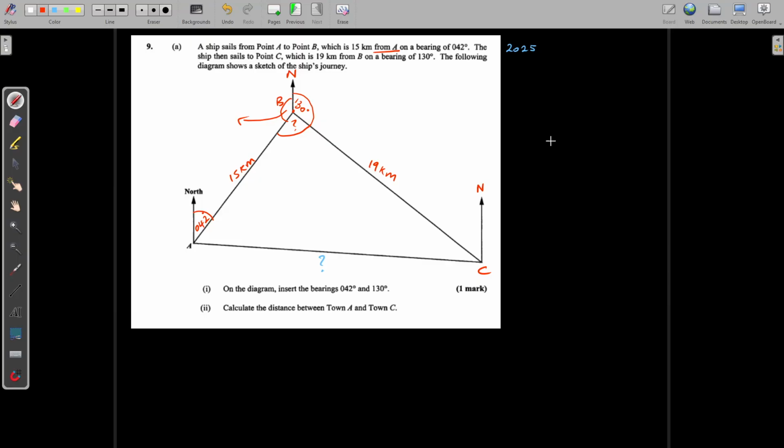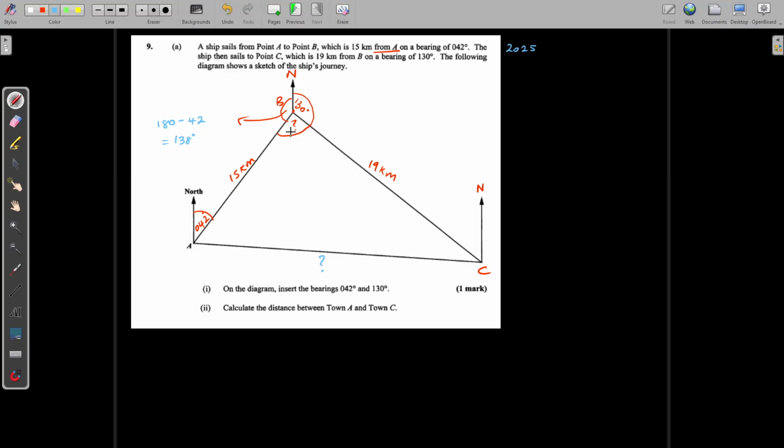Remember, the north lines are parallel. And if we have parallel lines, we call them co-interior angles. So the angle here and right here would be co-interior. Co-interior angles add up to 180. So this is 42. This angle would be 180 minus 42, which is 138 degrees. So we know that this piece is 138, this is 130.